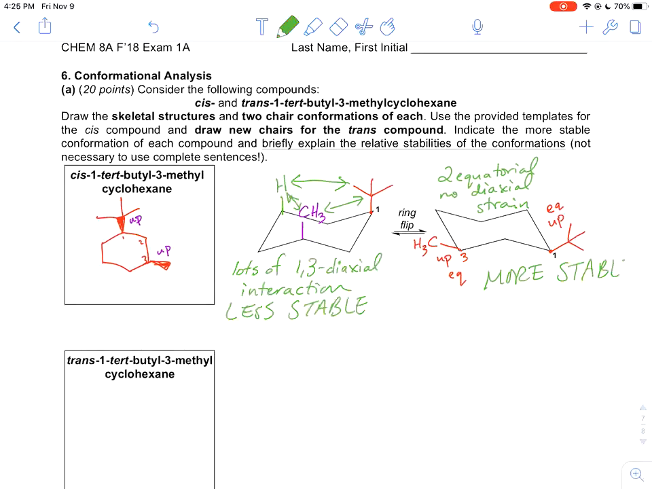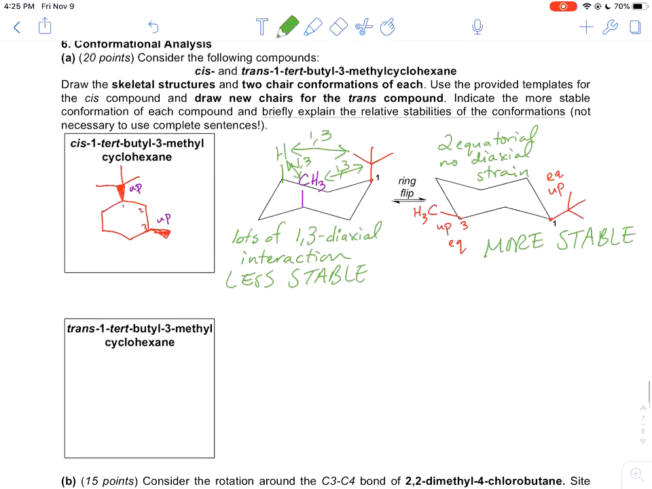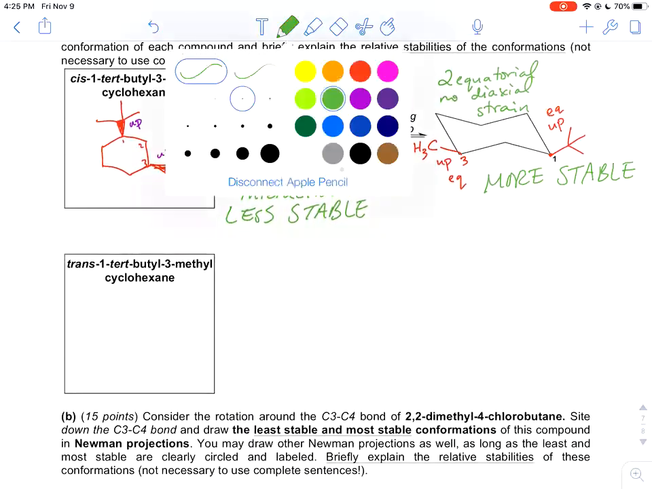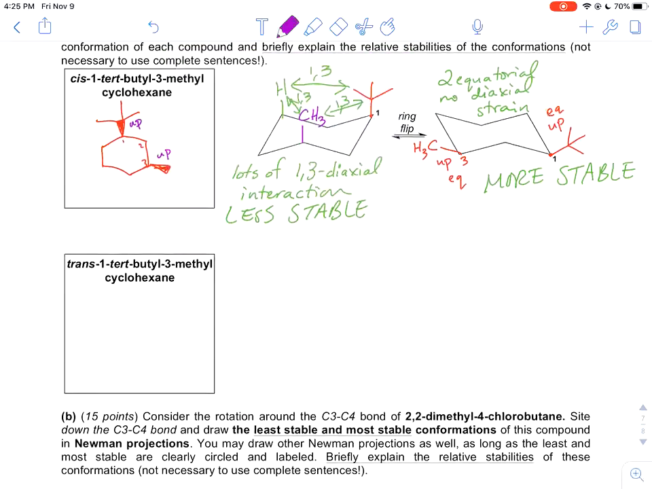1,3, once again, is the relative position between the 2 substituents, or the 2 groups that are axial on the same side. So hydrogen, once again, participates in a 1,3 diaxial relationship. This is a 1,3 diaxial, and this is 1,3 diaxial as well. The next one, totally separate problem. We have trans 1-tert-butyl 3-methyl cyclohexane, and I'm going to keep the tert-butyl group still pointing up, and now I'm going to make the methyl group pointing down.